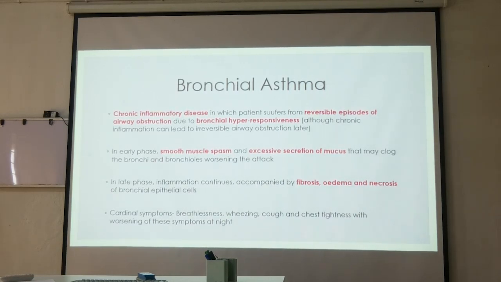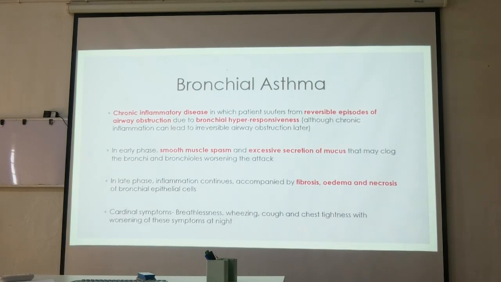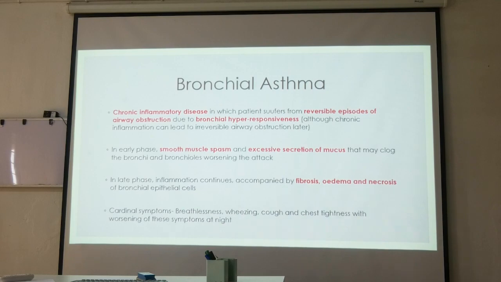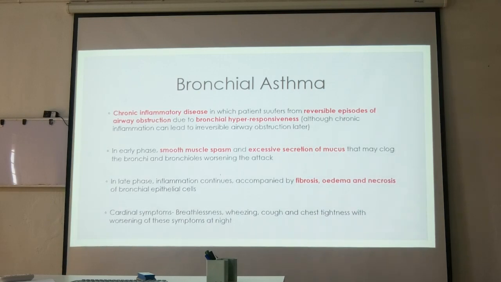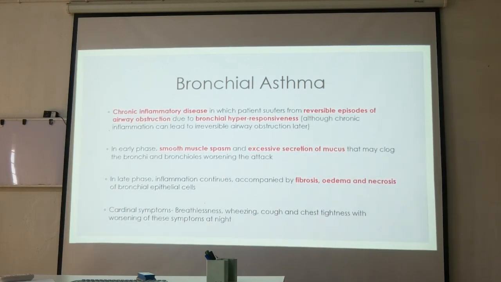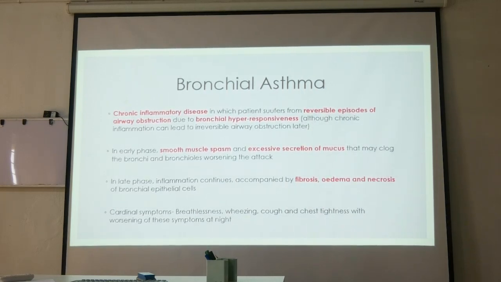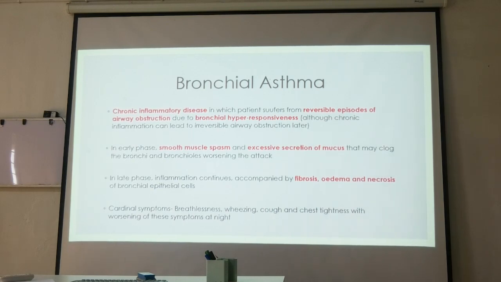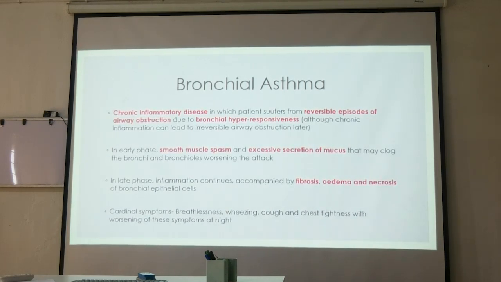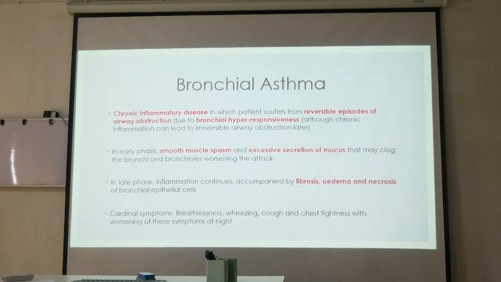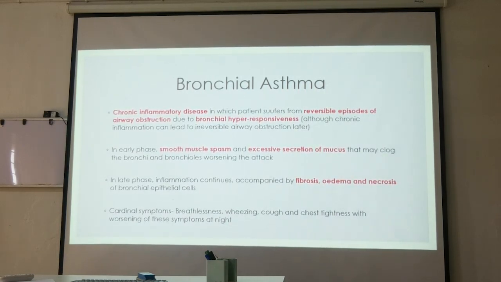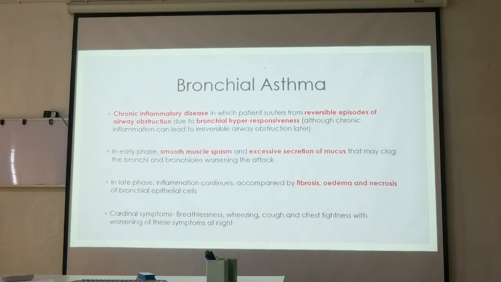In bronchial asthma, there is a chronic inflammatory disease where the patient suffers from reversible episodes of recurrent bronchospasm caused by airway obstruction and bronchial hyperresponsiveness. Here the primary pathology is allergen exposure that causes reversible episodes of bronchoconstriction. It is reversible, but after a certain period, the chronic inflammation can lead to irreversible airway obstruction later on, like COPD.